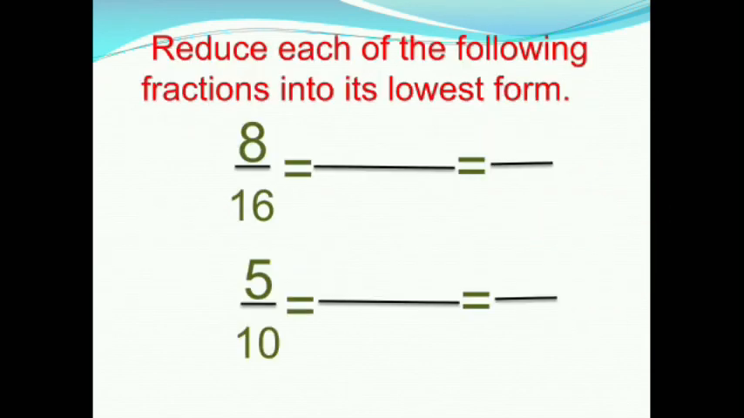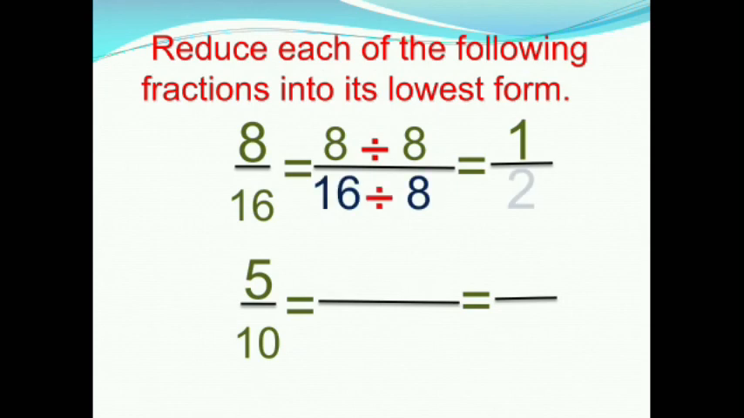Children, now we should reduce each of the following fractions into its lowest form. First we have 8 by 16. We should find the tables in which both the numbers are there. In which tables do we get 8 and 16? Yes, in 8 tables. So we will divide the numerator and denominator by 8. 8 divided by 8 is equal to 1. 16 divided by 8 is equal to 2. Therefore, the lowest form of 8 by 16 is 1 by 2.